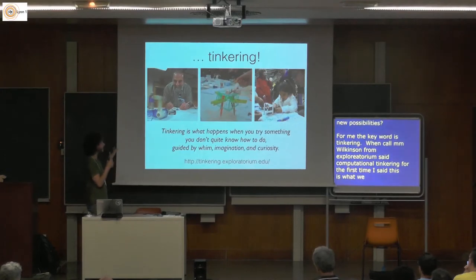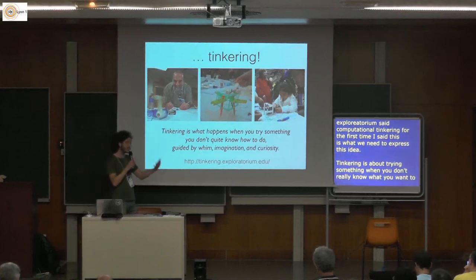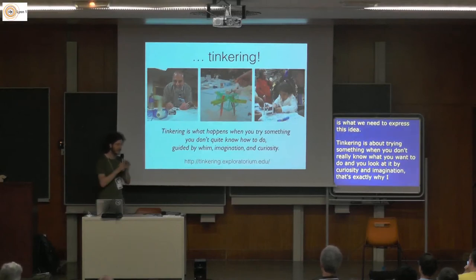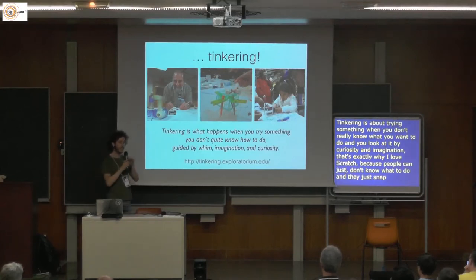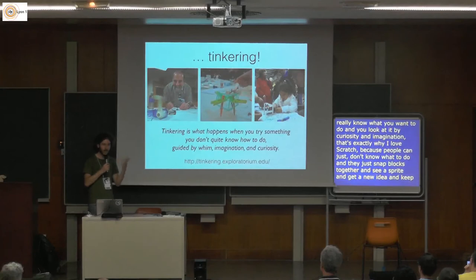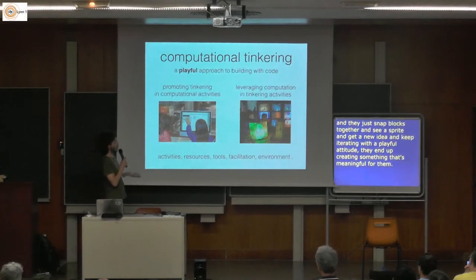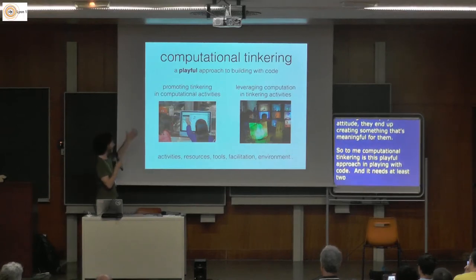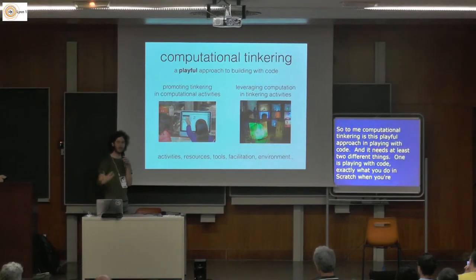And tinkering is about trying something when you don't really know what you want to do and you're guided by curiosity and whim and imagination. It's exactly why I love Scratch. It's because people can just not know what to do and they just snap blocks together and they see a sprite and they get a new idea and they keep iterating, and with a playful attitude they end up creating something that is meaningful for them. So, to me, computational tinkering is this playful approach to playing with code. And it means at least two different things. One is playing with code, exactly what you do in Scratch when you're free to express and to create something that you want to create.